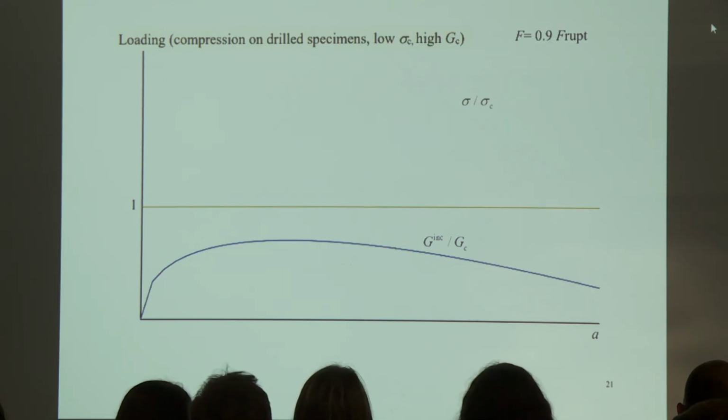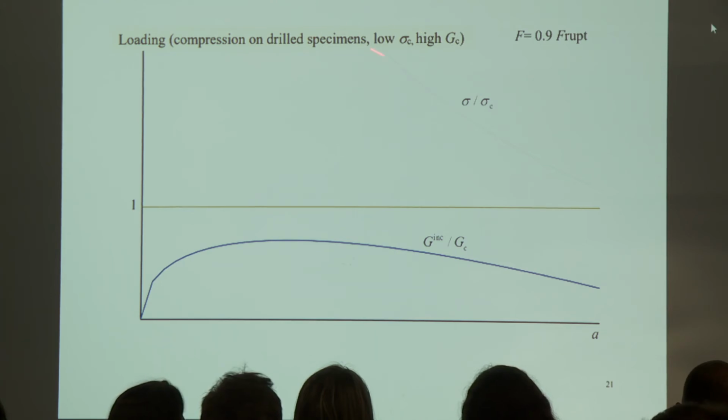Another interesting point is the compression on a drilled specimen. You have a specimen and a hole in the middle, and you put it in compression. This allows to have two stable cracks. Here I consider the case where sigma C is small and GC is high. It is typically the case of polymer.